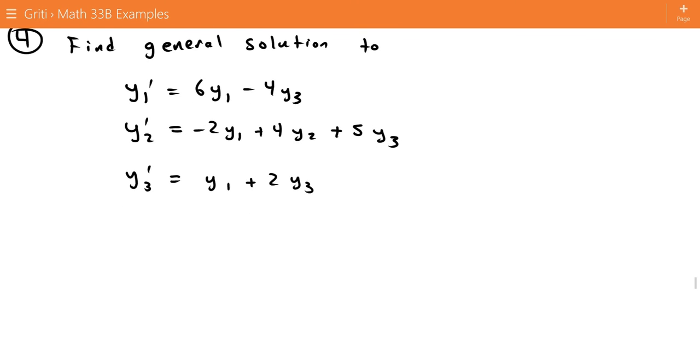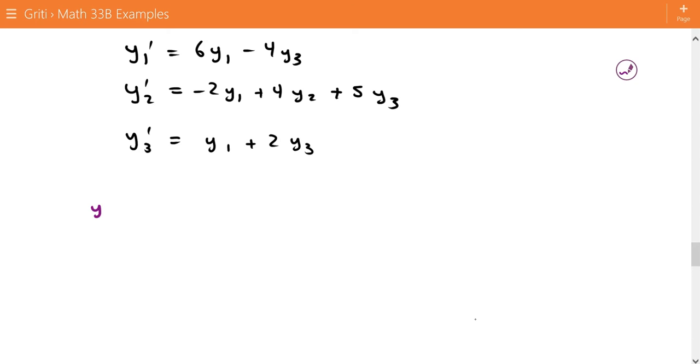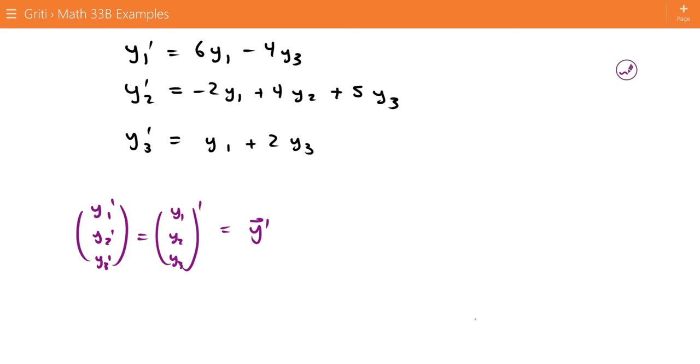For number 4, we want to find the general solution to y1 prime equals 6y1 minus 4y3, y2 prime equals negative 2y1 plus 4y2 plus 5y3, and y3 prime equals y1 plus 2y3. So we've got to convert this into a matrix equation first, and we can do that really quick by making this a vector, y1 prime, y2 prime, y3 prime, which we can say just equals the vector y primed.